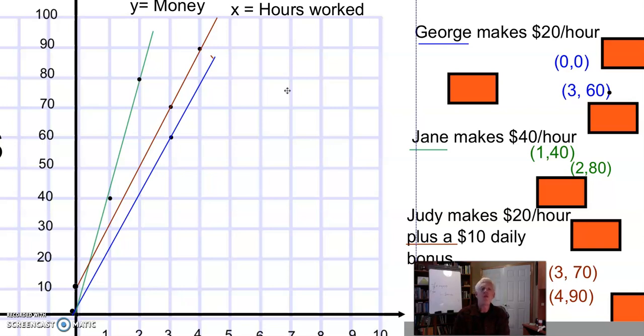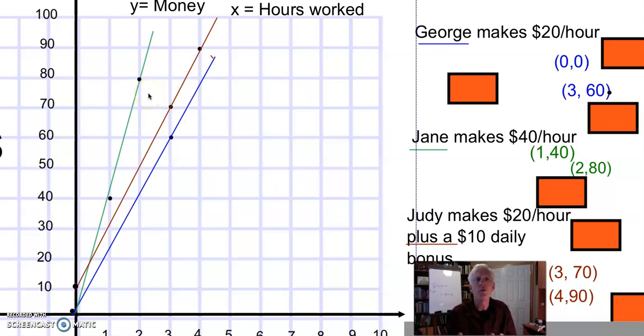Judy's line and George's line, they're the same slant. They have the same slope, we call it, because they both make $20 for every hour they work. If they work the same amount of hours, George will never catch up to Judy, because their rate of change, or the amount of money they make per hour, is the same. So that's why we're talking about slope today. It's just a way to measure the steepness.